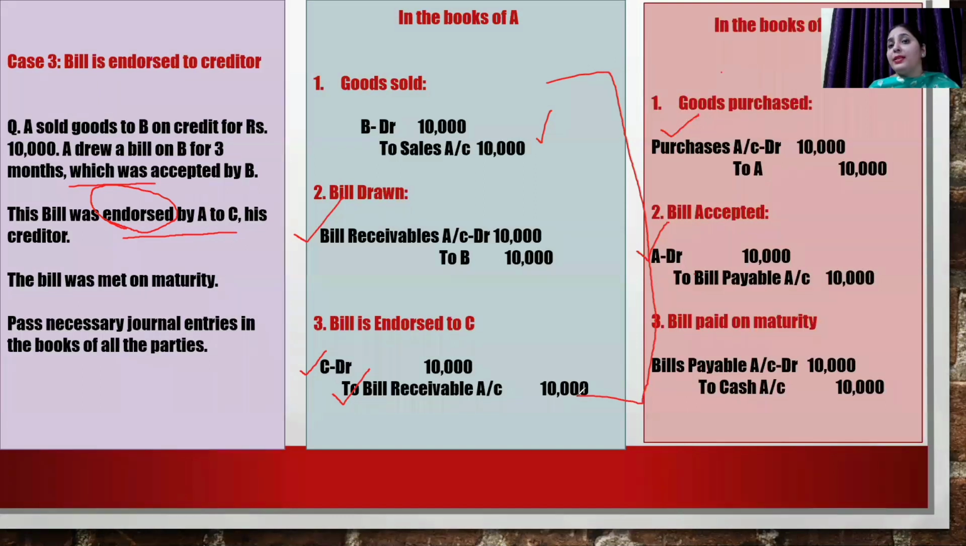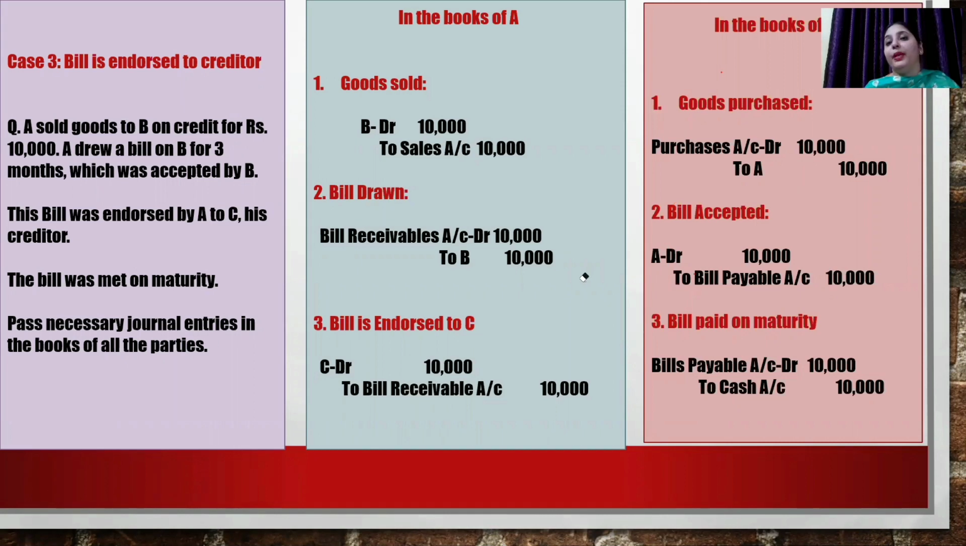Now, will A pass the entry for maturity of bill? No, because A is not getting payments now. His cash balance is not going to increase. So he will only pass entry when the bill will be endorsed by him to C. However, we can see in the books of B, entries are same at the time of purchase of goods, at the time of accepting bill, and on maturity date when the bill was actually paid. Entry same, bills payable account debit to cash.